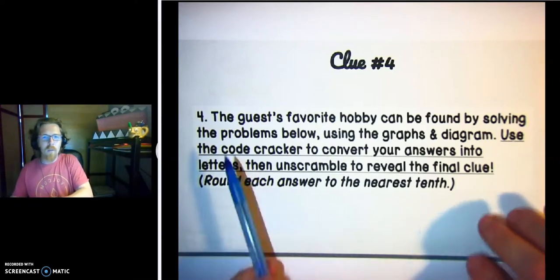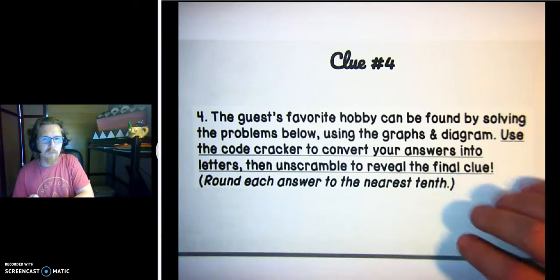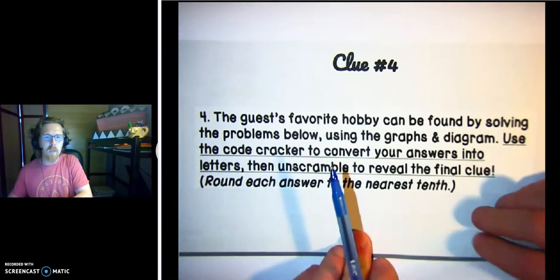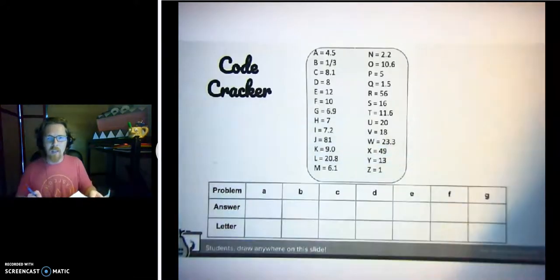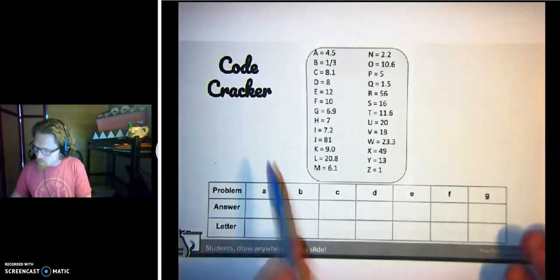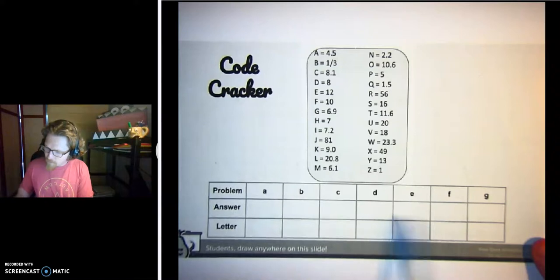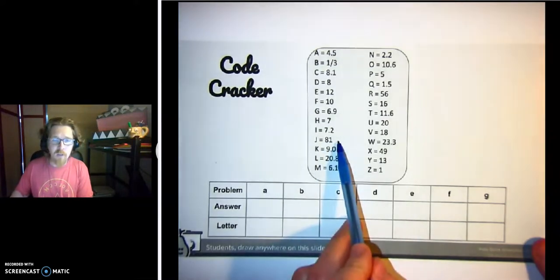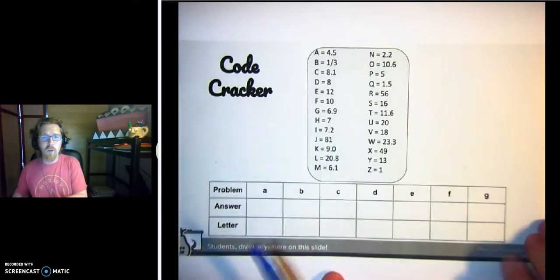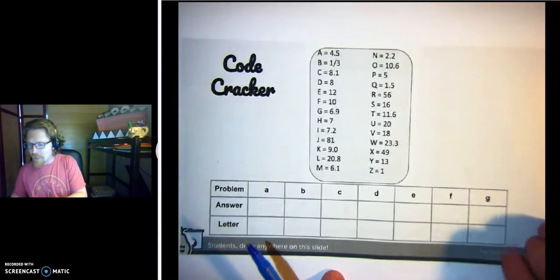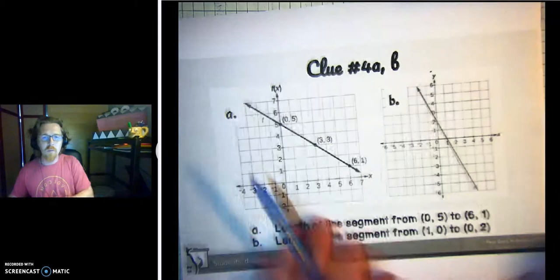The guest's favorite hobby can be found by solving the problems below using the graphs and the diagrams. What we're going to do is answer problems A through G. We're going to write the answers here, and find the letters that associate to those answers. So I'm going to save this code cracker sheet, and we'll come back to it.